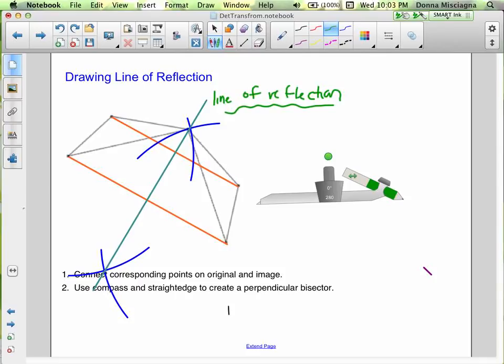All right, so you're just going to draw in your segments connecting corresponding points. Choose a segment that you like to create the perpendicular bisector. You put your compass on one side, draw the arcs above and below, switch it to the other end point of your segment above and below and where the arcs intersect. Just like when we were doing constructions and just bisecting any old segment. This time though, when we are bisecting our segment, we actually get our line of reflection.